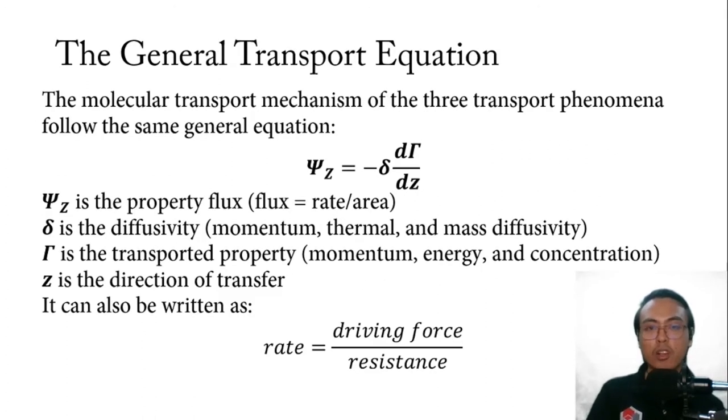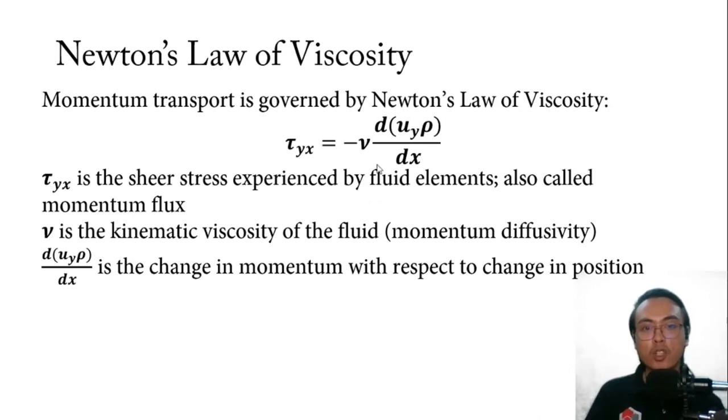Going back to the general transport equation, we have the flux is equal to the diffusivity multiplied by the gradient. Now, what is our gradient in momentum transfer? The gradient is the difference in velocity with respect to position. Because of course, momentum will be transferred from regions of high velocity to regions of low velocity. So it makes sense that our driving force in this case would be the difference in velocities. Okay? This differential is the change in momentum with respect to change in position.